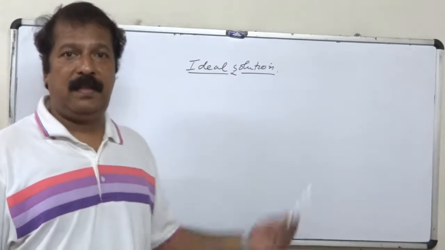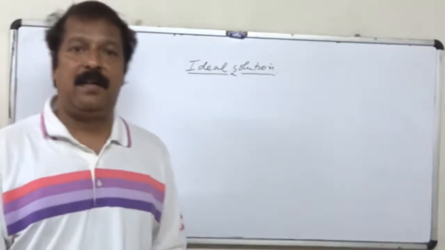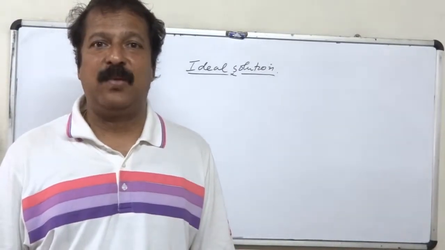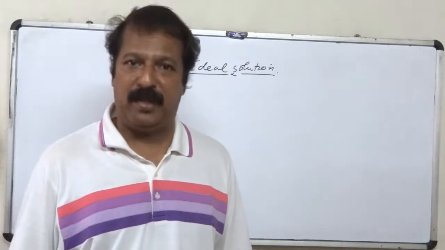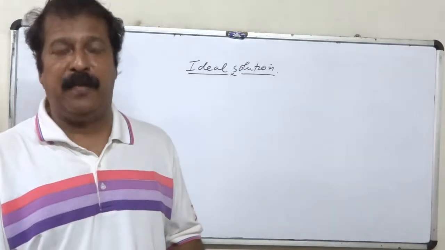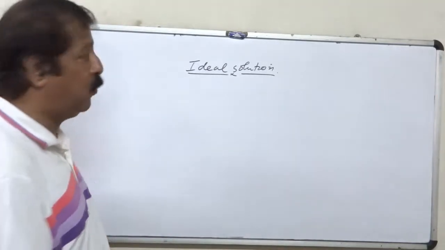We will start with the next topic, that is ideal solution. You have heard ideal gas in the previous year in the topic states of matter. A gas which obeys Boyle's law and Charles' law at all temperature and pressure, or obeys the equation PV is equal to nRT. And here in this chapter we have to study ideal solution. Then what is ideal solution?